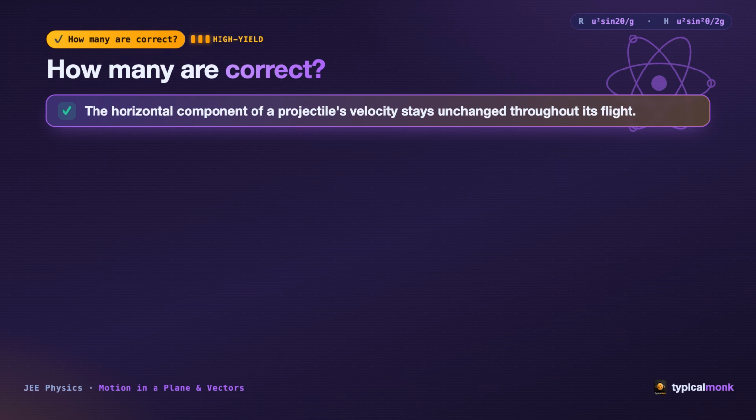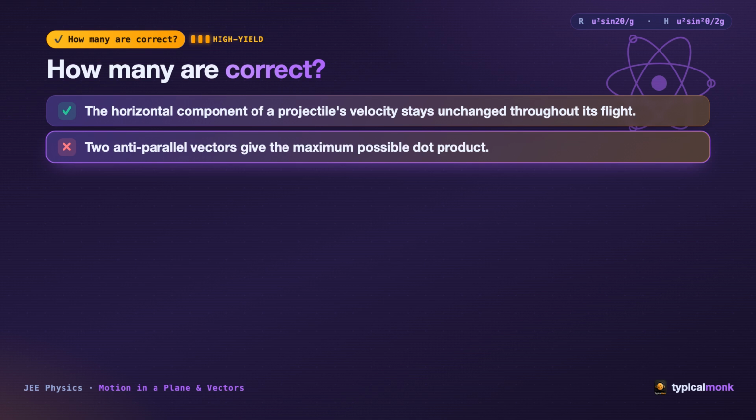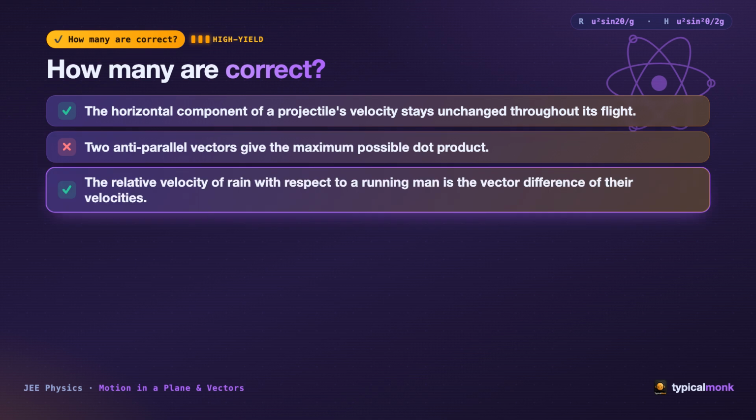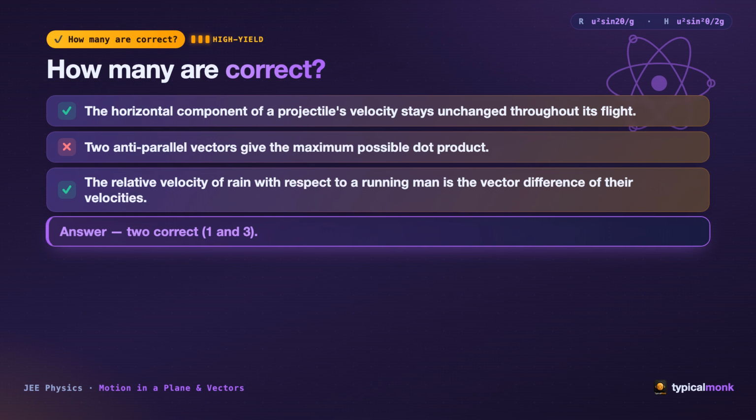Statement 1. The horizontal component of a projectile's velocity stays unchanged throughout its flight. Hold your verdict. Statement 2. Two anti-parallel vectors give the maximum possible dot product. Think about what cosine of 180 degrees actually equals. Statement 3. The relative velocity of rain with respect to a running man is the vector difference of their two velocities. So, how many are correct?